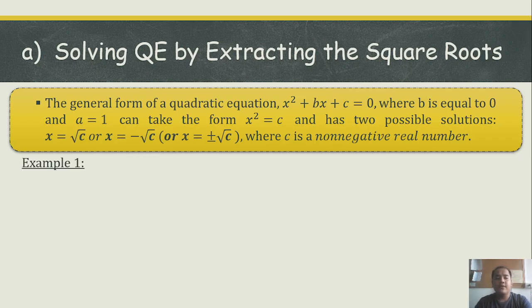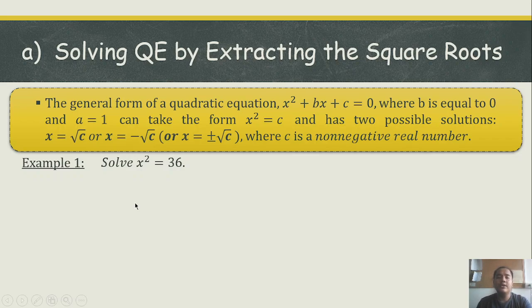Okay, for example number 1, so you can better understand how to use extracting the square root. What does the statement in the box mean? What is x squared is equal to c? So, here's example number 1. We are now going to solve x squared is equal to 36. Let's explain the given first. x squared is equal to 36, class. As you can see, its form, as explained earlier in the statement we read, is x squared is equal to c. Right? We just kept the form.